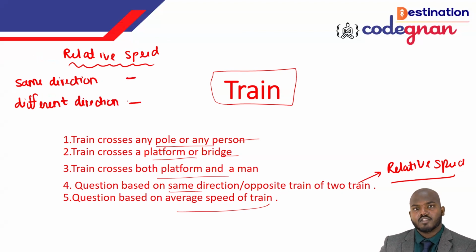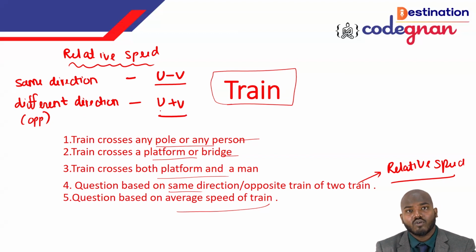Same direction means u minus v kilometer per hour. If it is a different direction, or rather the opposite direction, it is u plus v. This is how we write the value in terms of relative speed. If you understand this, it's very easy, but learning the formula and keeping it in your mind is very important.